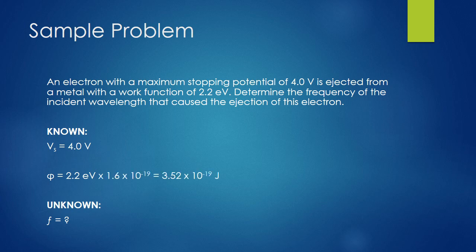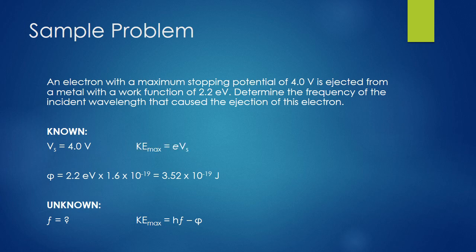Next, I want to do my conversions, so I convert my work function from electron volts into joules by multiplying by 1.6 times 10 to the negative 19th. And next, the only equation that I know dealing with the photoelectric effect and work functions that solves for frequency is my kinetic energy of that electron is equal to Planck's constant times f minus the work function of that metal. However, I realize I'm missing a variable. I'm missing my kinetic energy.